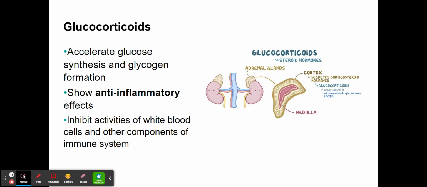Glucocorticoids speed up the rate of glucose synthesis and glycogen formation, especially in the liver. Adipose tissue responds by releasing fatty acids into the blood, and other tissues begin to break down fatty acids and proteins instead of glucose. This process is another example of the glucose-sparing effect.